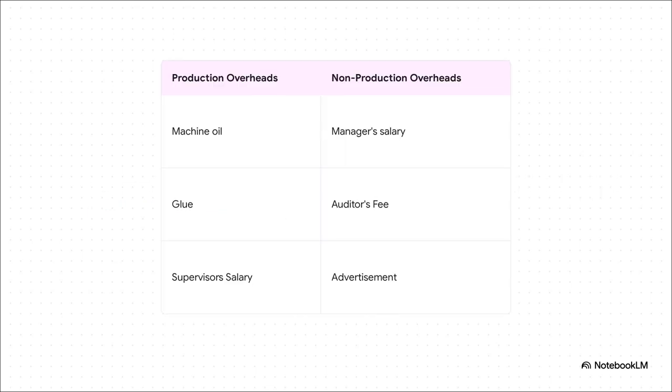But overheads aren't just one flavor, right? We actually classify them even further into production and non-production overheads. Look at how a factory floor item differs from an administrative burden. Machine oil, glue, and a factory supervisor's salary, these happen inside the factory itself, so they are production overheads. But a sales manager's salary, an auditor's fee, or an advertisement? Those have literally nothing to do with the physical manufacturing process. Therefore, they fall into non-production overheads. It's a beautifully organized system to make absolutely sure no expense slips through the cracks.